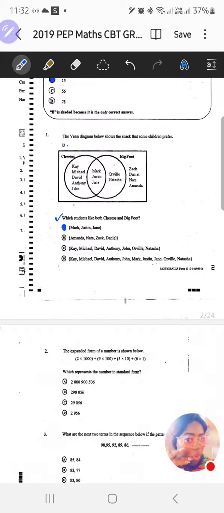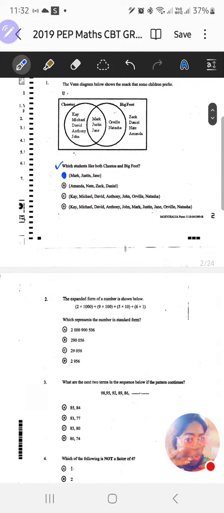All right, let's move on to number 2. Number 2 says the expanded form of a number is shown below. All right, and we know the expanded form is where we have the face value multiplied by the value of the place. So here we have 2 multiplied by 1,000.